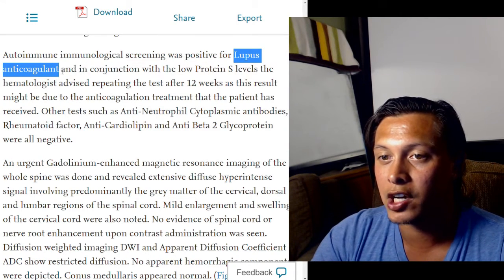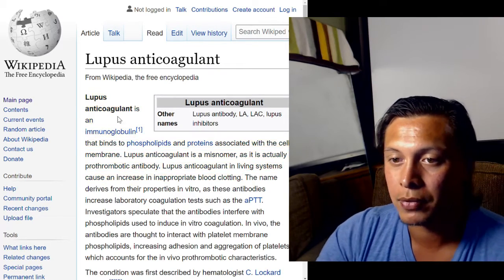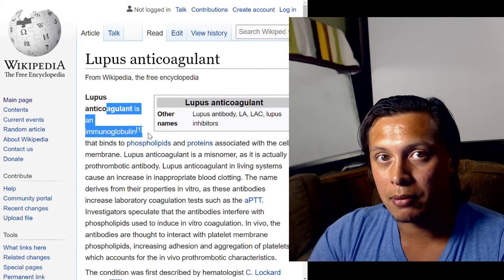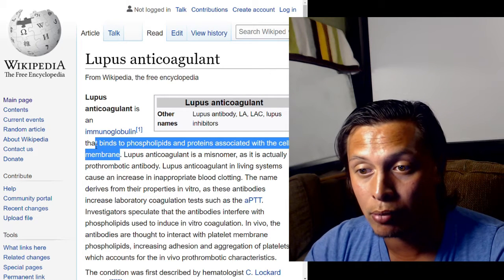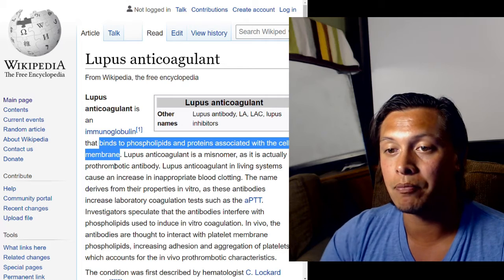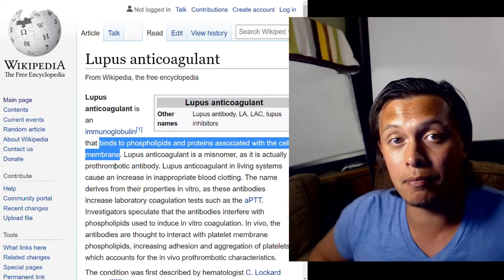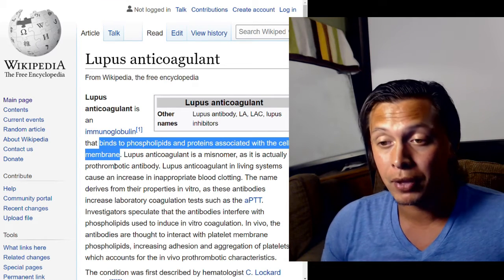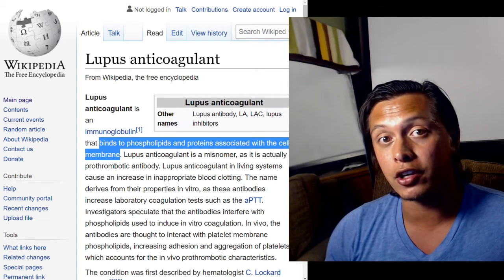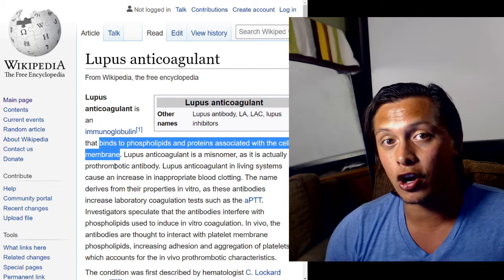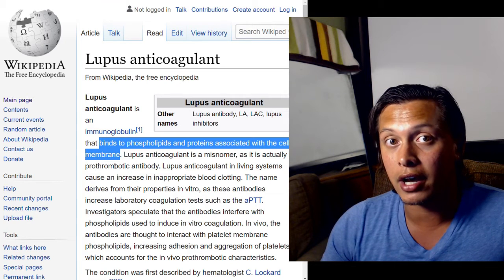Let's look up lupus anticoagulant as well, because I believe there was good stuff to know there. As I said earlier, it's an immunoglobulin, and it binds to the phospholipids and proteins associated with the cell membrane. It could be many different types of antibodies that can accomplish this. So what this antibody is doing is attacking your cell membrane. The phospholipids are the components of your cellular membrane, so if you have antibodies attacking the cell membrane in some way, this can initiate blood clotting in some cases.